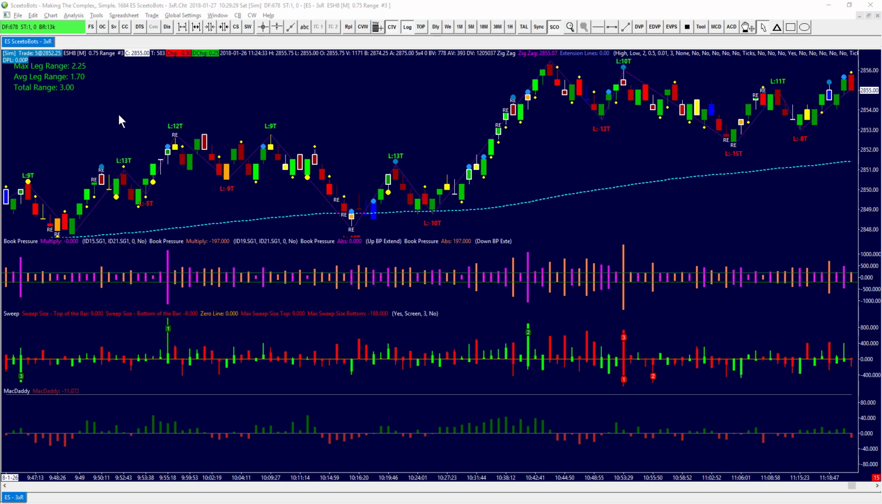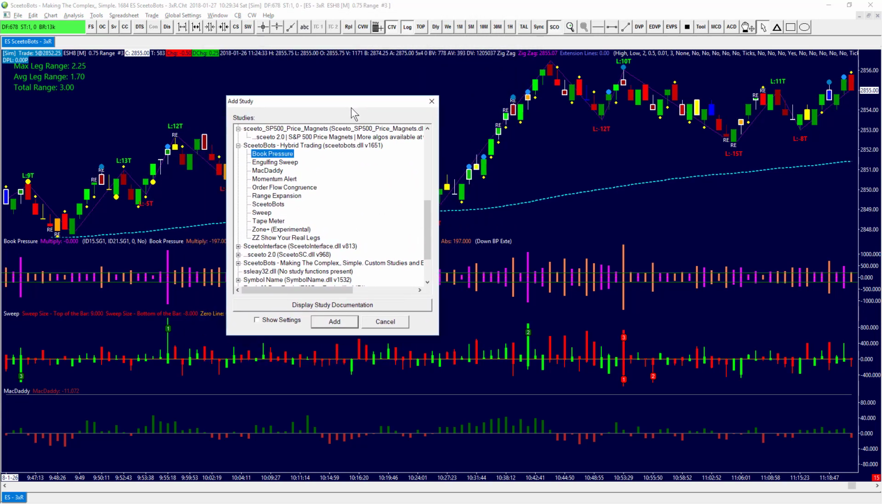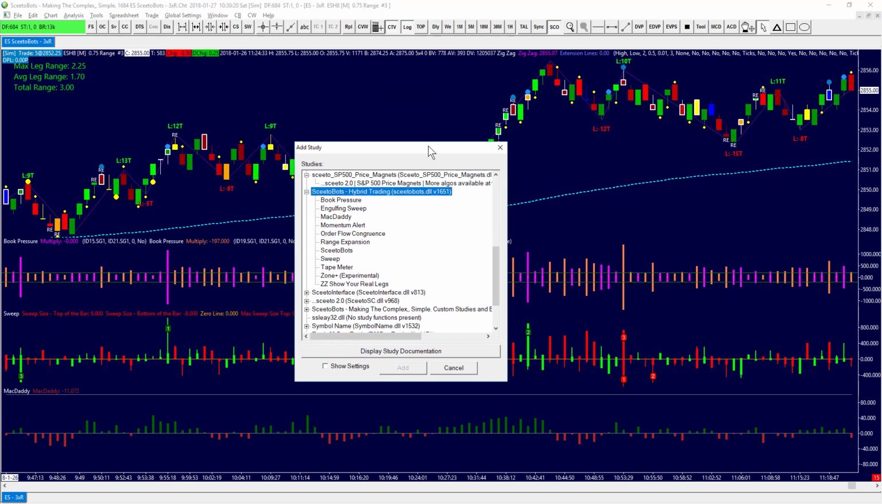understand what's in it. So if I bring over here the custom study dialog box within Sierra Chart, you'll see a DLL, SceetoBots.dll. Now, if you sign up for SceetoBots, either as a free trial or as a subscriber, the DLL and the SceetoBots software gets automatically installed on your machine. Actually, from Sierra Chart, they push down the software to your machine. So there's no need to install anything. Within the DLL, you'll see a bunch of different studies.